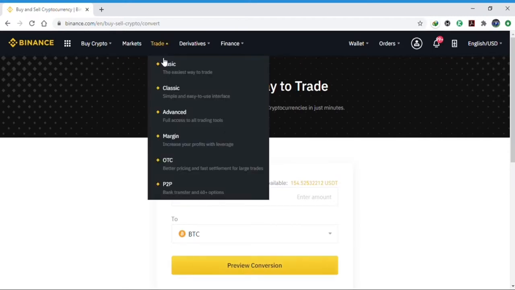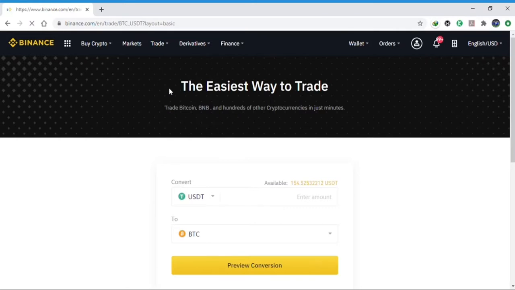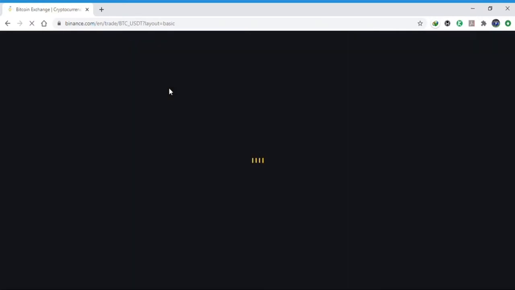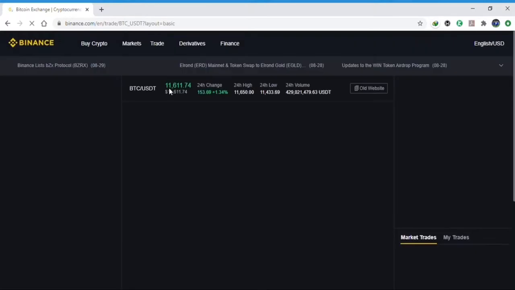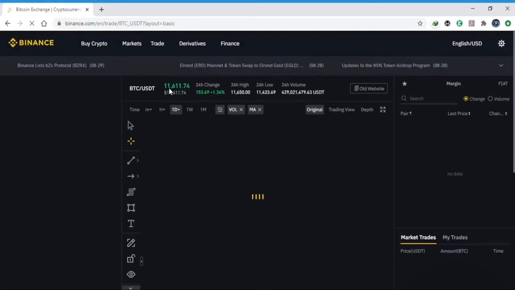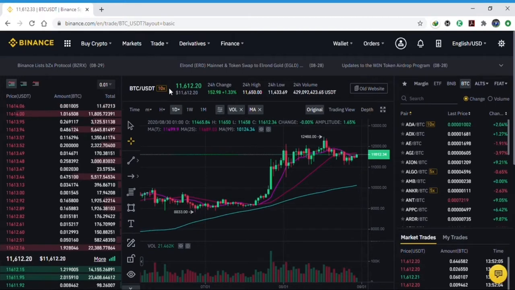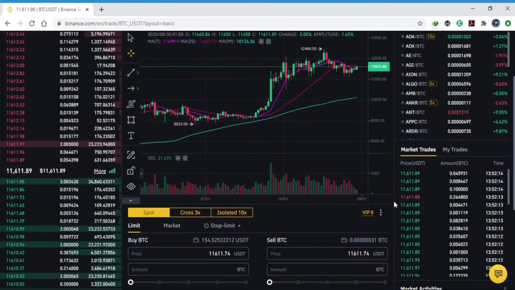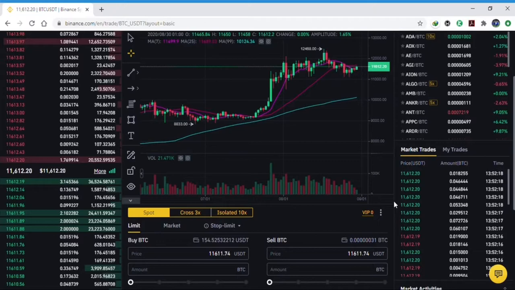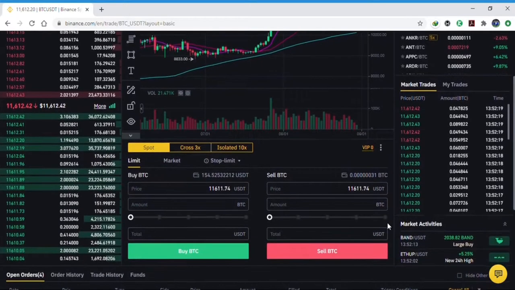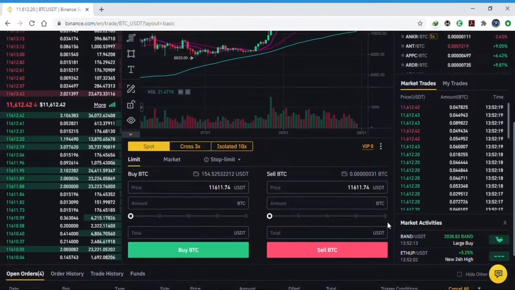The other trade I want to show you is the classic. The classic trade is basically what everybody does on an exchange, because this is an exchange where you swap currencies. This is the layout of every classic trade on every exchange. To the right, you have your currency pairs. To the left, you have your order book, and in the middle, you have charts. You have your limit order or whatever you want to do down here, and then you have your trade order history.